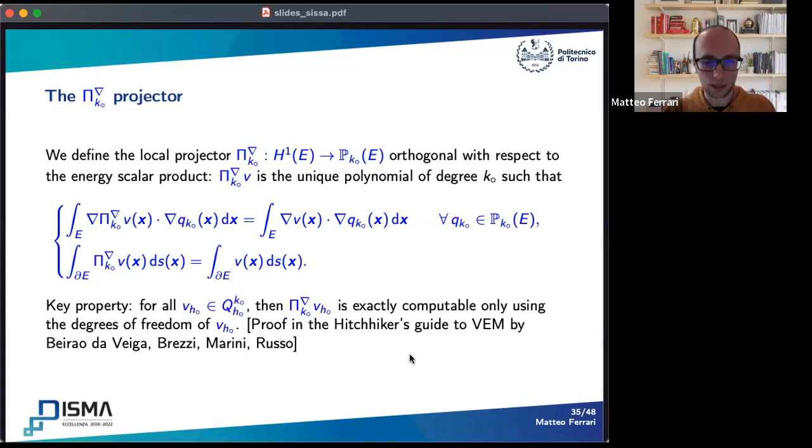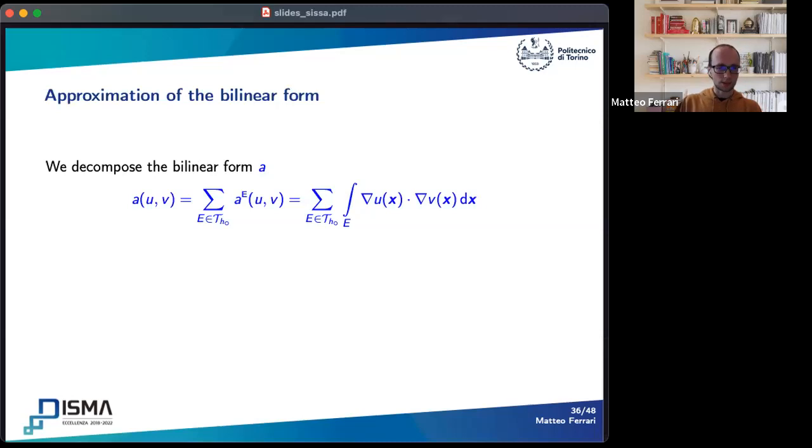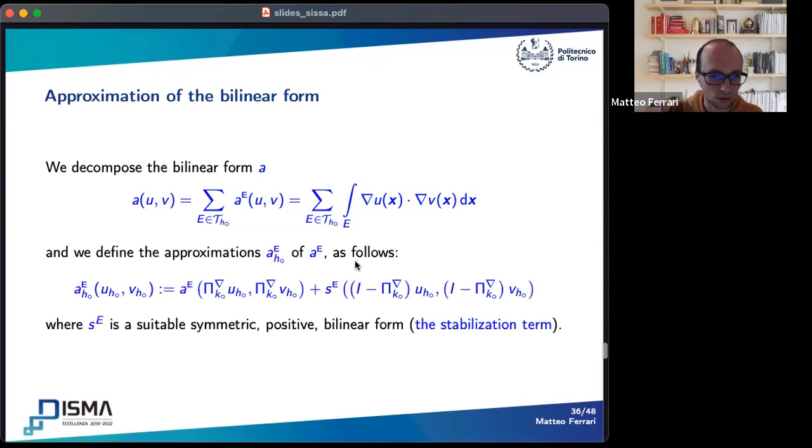Knowing that this is exactly computable, we can approximate the bilinear form with this. First, we decompose the bilinear form in local terms, and then we define the approximation. This is the standard way to do this. We have a consistency part, which is exactly the grad-grad, not on the function but on the projections of the function, plus a stabilization term. There are many possibilities here for the stabilization term.